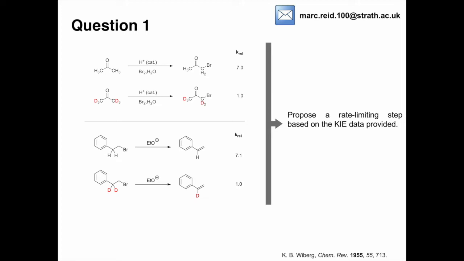To begin to understand what the KIE values mean for these reactions and beyond, let's turn the previous slide into a question. Given the KIE data for the bromination and the elimination reactions, can you propose a rate-limiting step in the mechanism for these reactions that is consistent with the KIE data given? If you want to give this question a go, pause the video here and come back later for the answer.